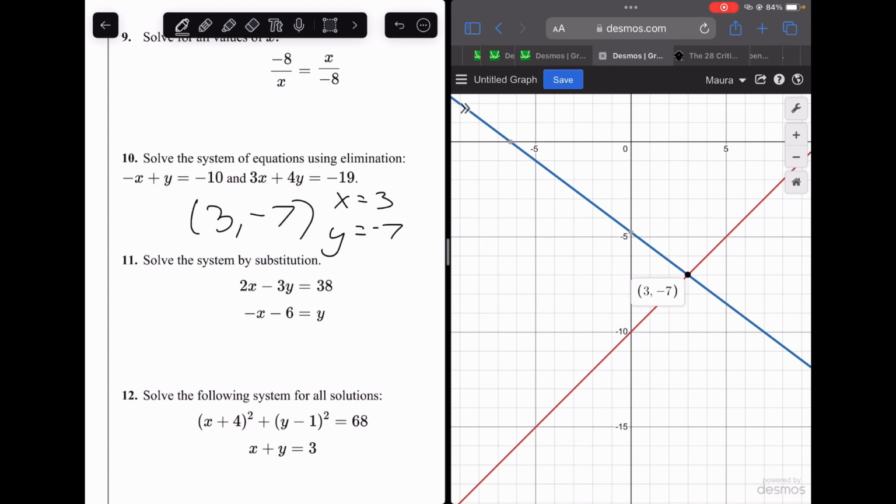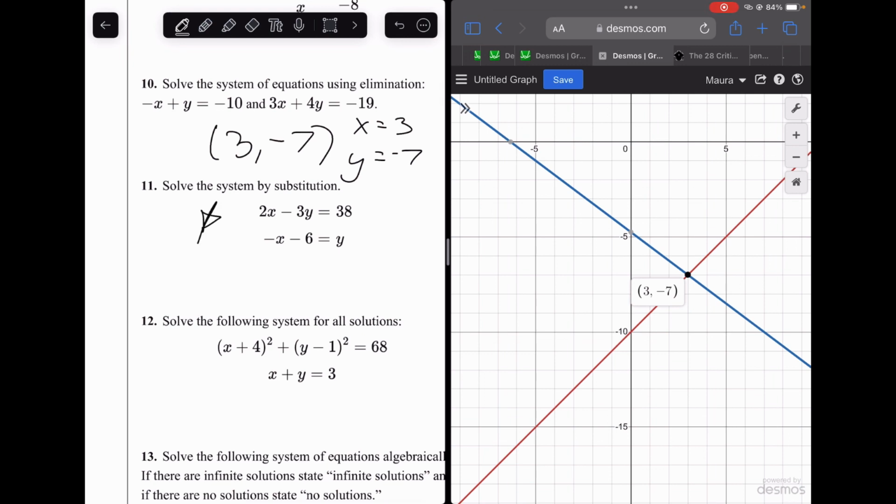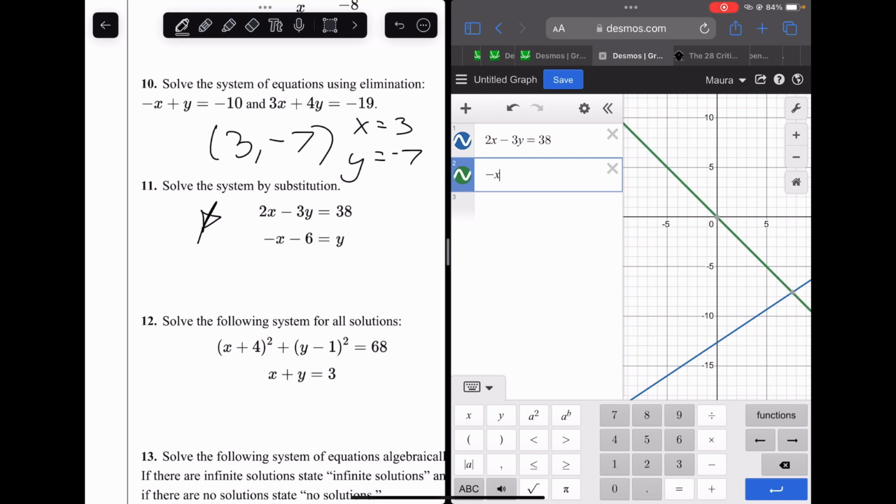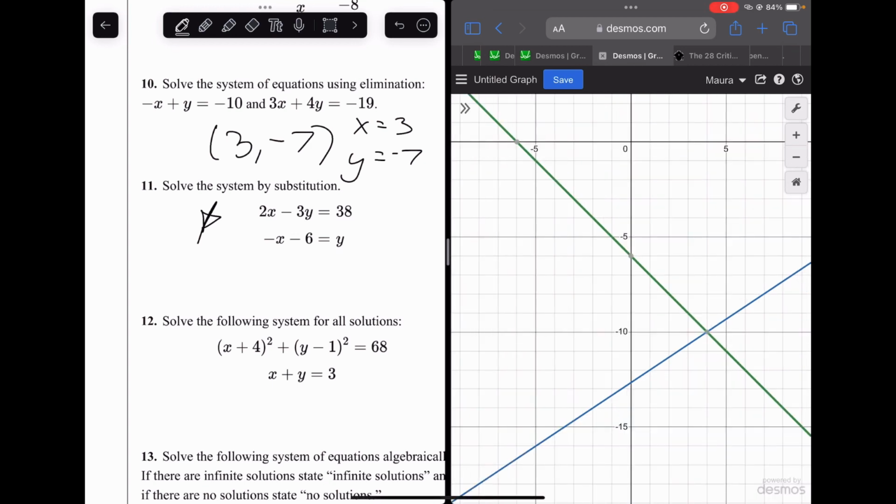All right. So go ahead. I think you can do this one. Try number 11. So for number 11, when you graph this one, we get 2x minus 3y equals 38. And we've got negative x minus 6 equals y. And again, we're just going to go ahead and see where these guys crisscross. That's going to be at 4, negative 10. So that would be your answer here.